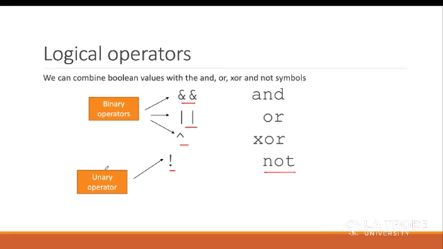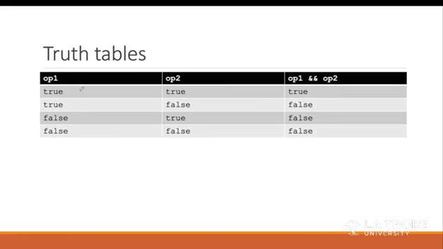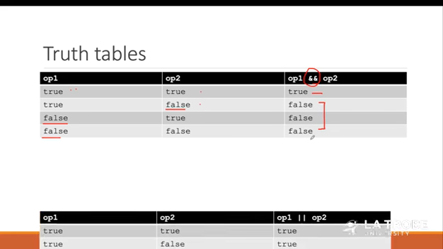Now the truth tables for these: if there are two true operands, what will be the output in all of these cases? If there is one true, one false, what will be the output, and so on. So let's see: if both the operands are true and you are applying the AND operator, then the output will be true. If any one of the operands is false, then the output of the AND operator will be false.